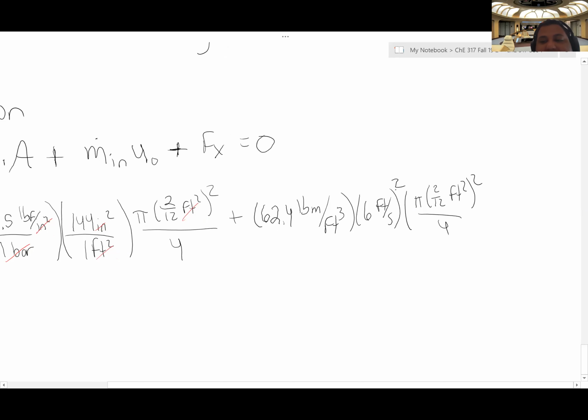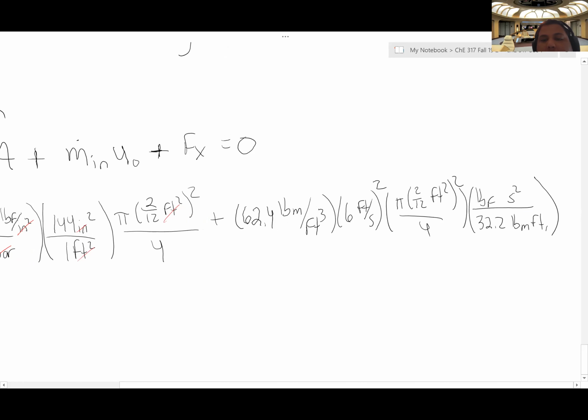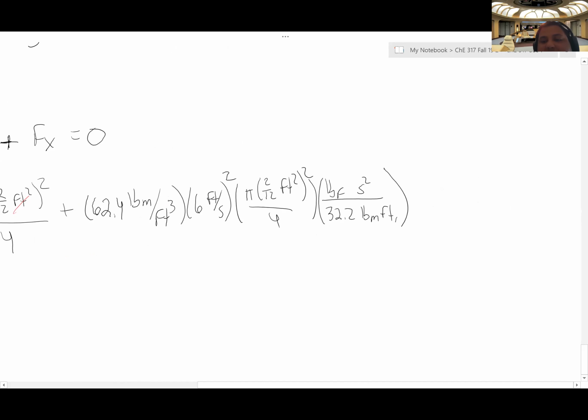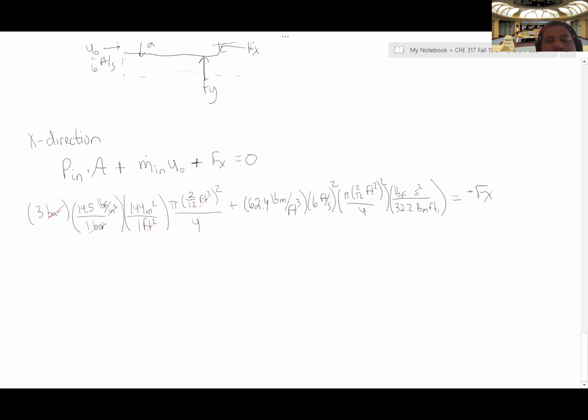But I have pound mass and I need pound force. So I divide by 32.2, pound mass foot per pound force second squared. And that leaves my answer in pound force. So all of this will equal my Fx, which would be negative on that side of the equation. So if I do all of these calculations, I should have Fx is equal to negative 138 pound force.